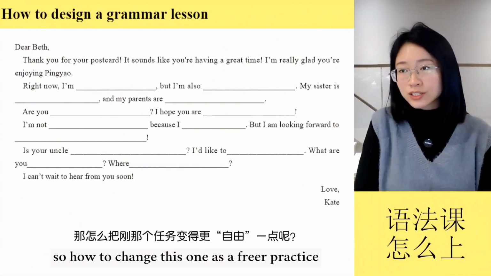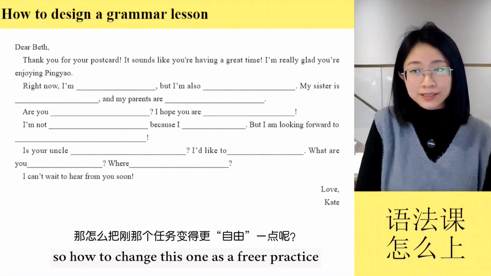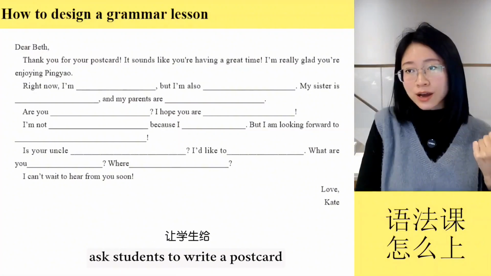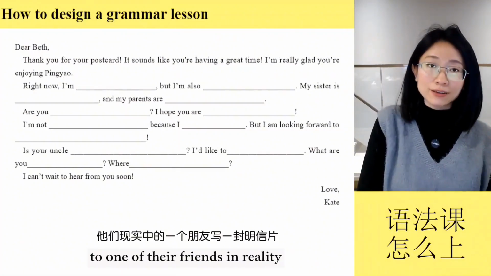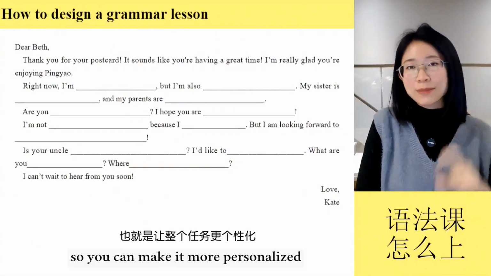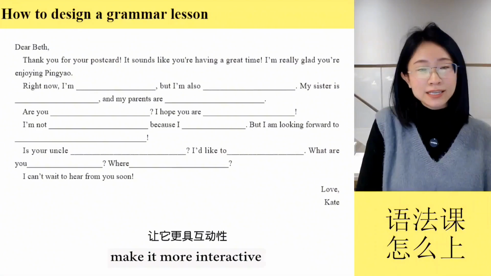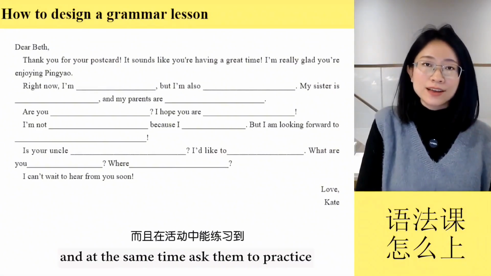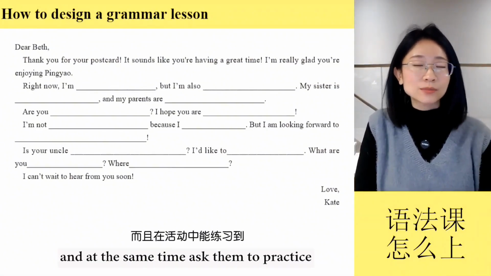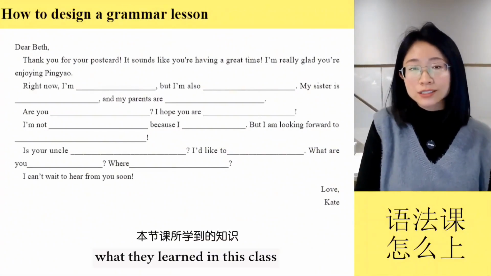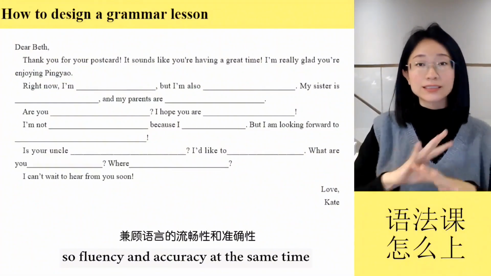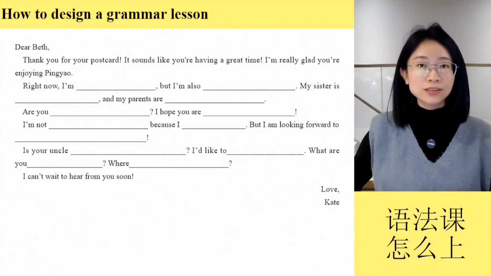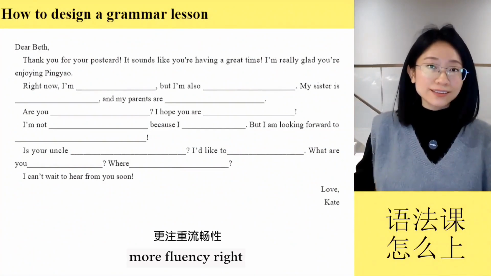So how to change this one as a freer practice? What I would do is to ask the students to write a postcard to one of their friends in reality. So you can make it more personalized, make it more interactive, and at the same time, ask them to practice what they learned in this class. So fluency and accuracy at the same time, but at this stage, more fluency, right?